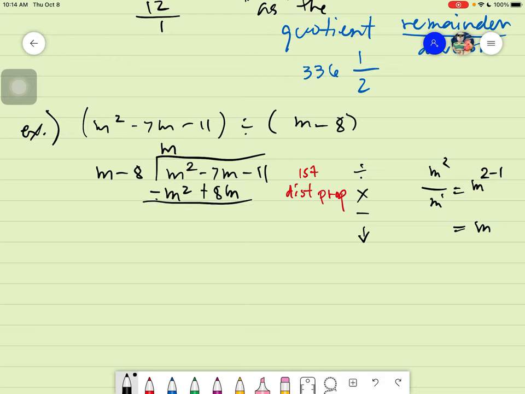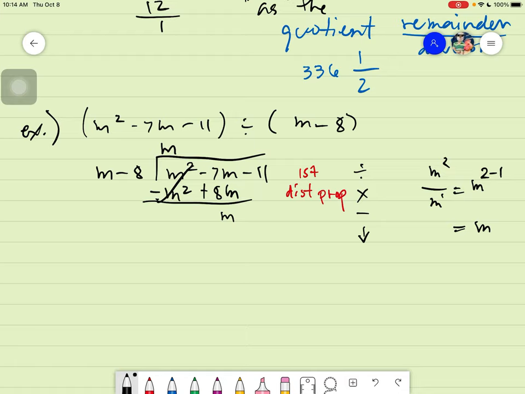And then, of course, you subtract. This one gets cancelled out. Okay, kasi m squared minus m squared, a number minus itself is equals to 0. Then this one becomes simply m. Okay, bakit naging m? Negative 7m plus 8m, integers lang po.